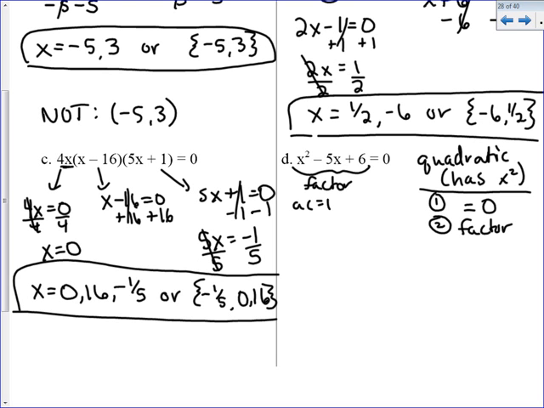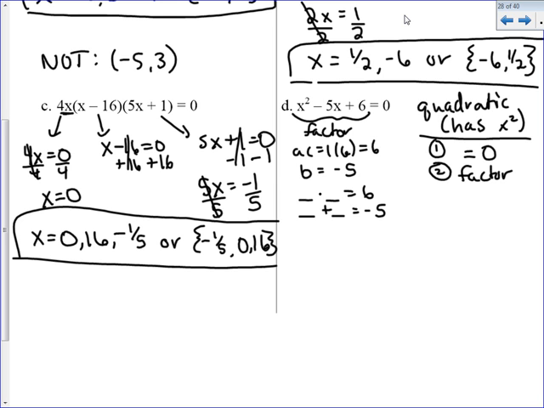So I'm looking for a pair of numbers that multiplies to 6 and at the same time adds up to b, which is negative 5. So I'm looking for that pair that multiplies to 6 and adds to negative 5. Now this problem you can use that shortcut on, so you don't necessarily need all this work. And why can I use my shortcut factoring method on this problem? A is 1.